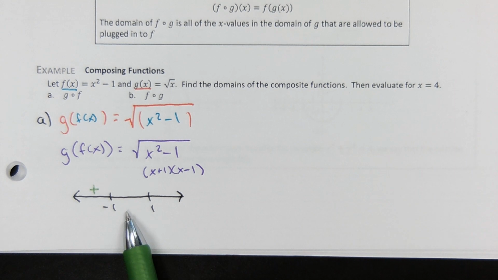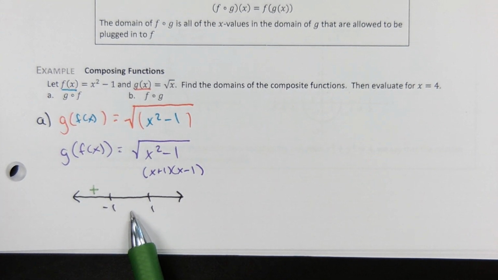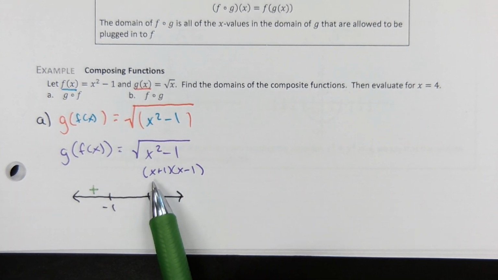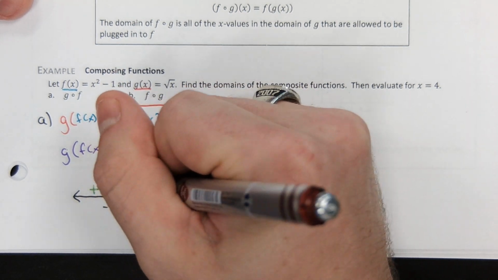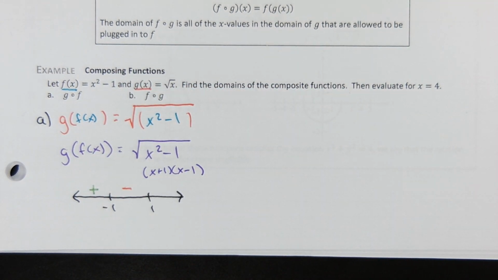A representative between these two numbers is 0. I love the number 0. It plugs in so easily, because 0 plus 1 is positive and 0 minus 1 is negative. The product of a positive and a negative will be negative every single time, and I cannot use the negative values of that quadratic. So I cannot use any of the x's between -1 and +1.